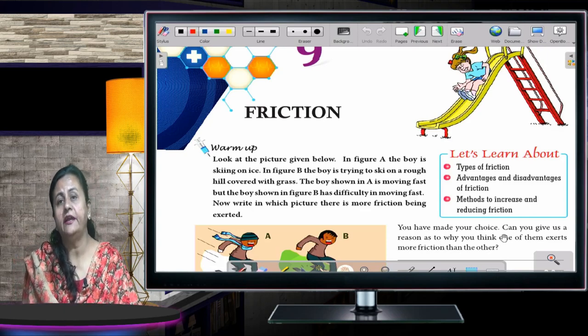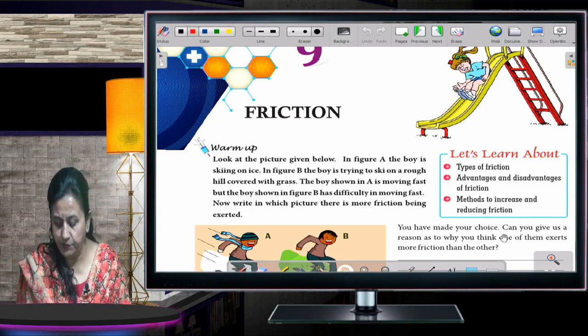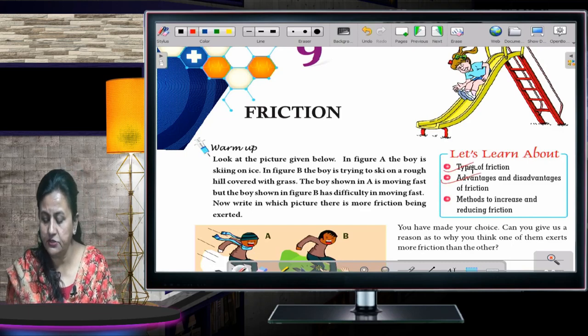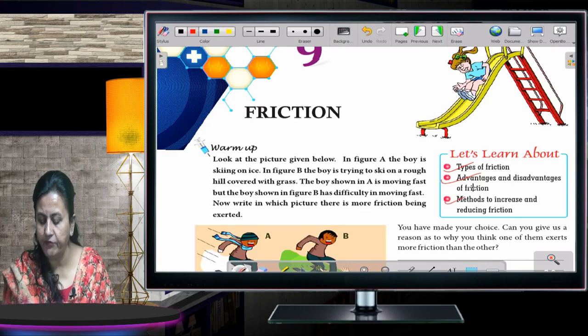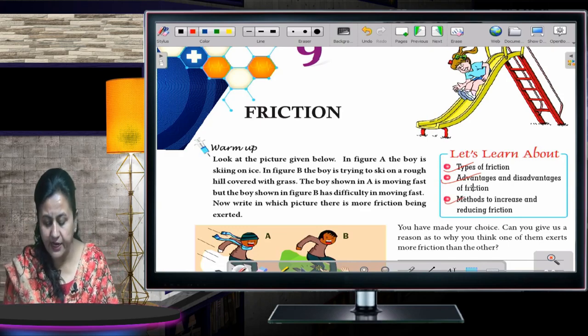Okay, so let's start the chapter. In this chapter, I would be telling you about types of friction, advantages and disadvantages of friction, and methods to increase and reduce friction. So let's start the chapter now.